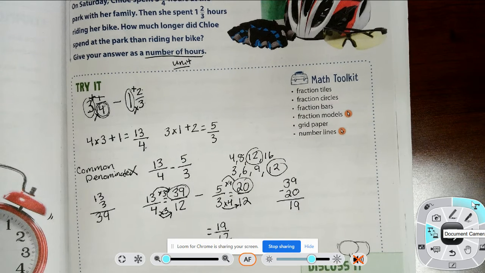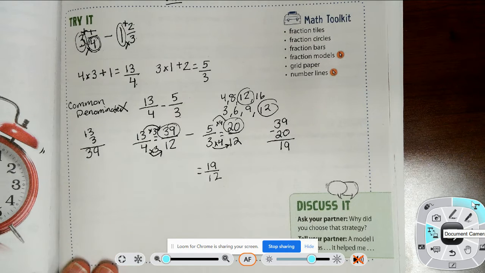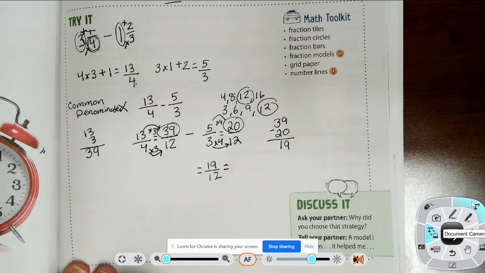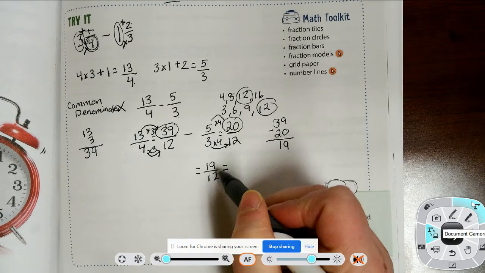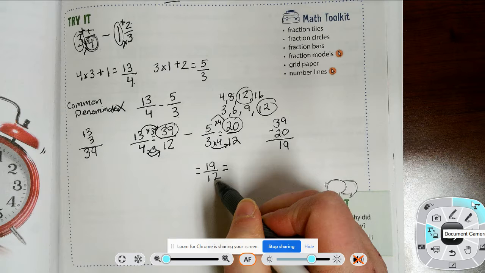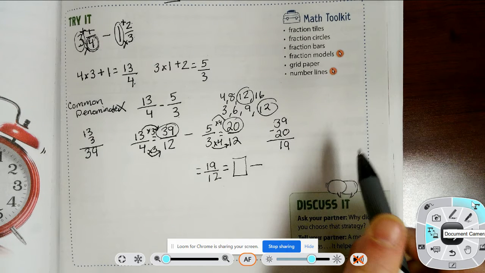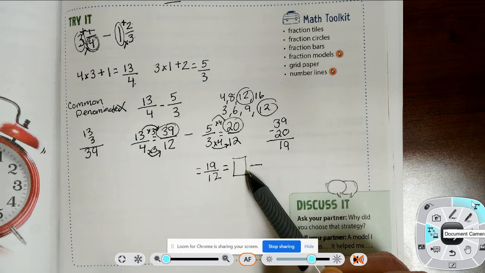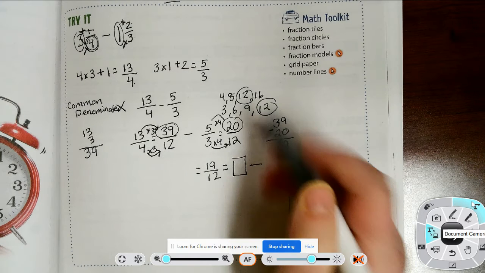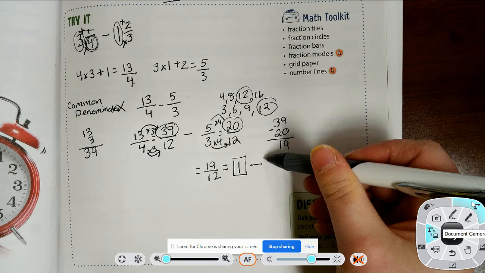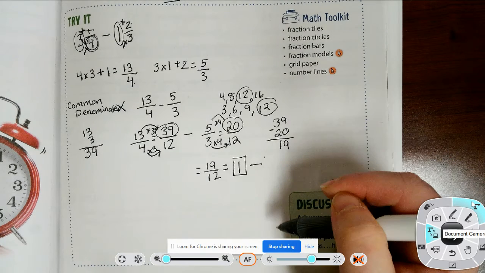And I can't leave it as 19 over 12 because it's an improper fraction. So I'm going to turn it into a mixed number. I know it's an improper fraction because my top number is bigger than my bottom number. So I'm going to make my whole number box and my line, and I'm going to say, okay, how many whole times does 12 fit into 19? I know it fits in one whole time. And then this right here, my numerator, is what's left over.